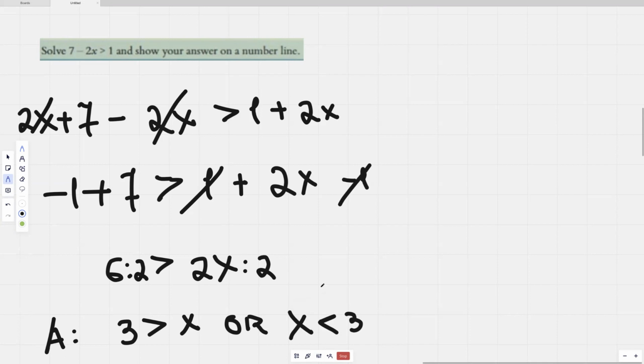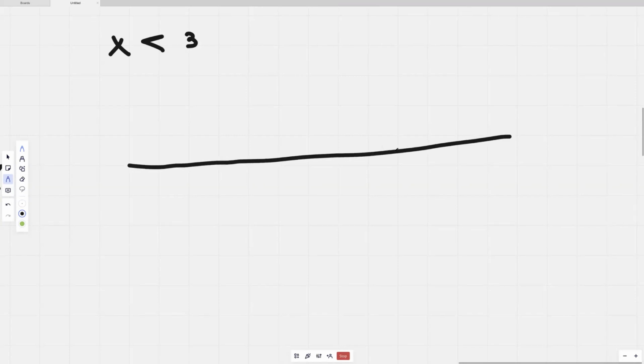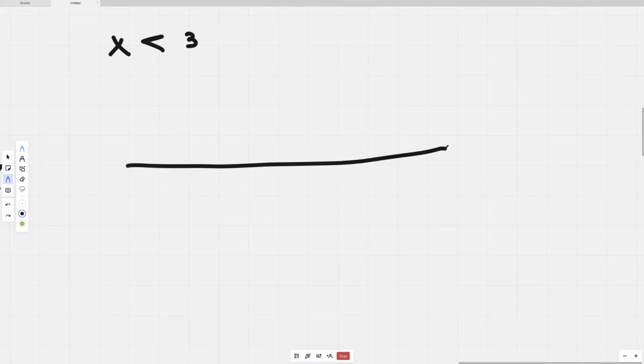So actually we did the first part. We already solved it, and now we have to show it on a number line. Okay, so here we know the answer is x is less than 3. So let's draw a number line. From here to here we have a number line. Let me draw it more straight here.